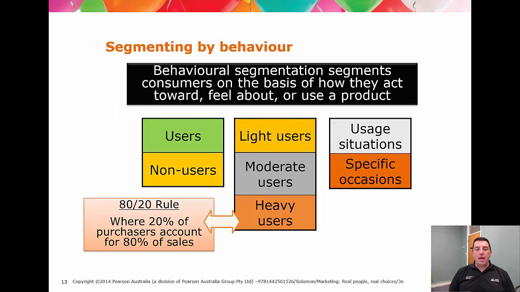Now, segmenting by behaviour is the last variable we look at for how we might segment a market. We've got here users and non-users of products, which is a very simple way of segmenting a market. So based on use, who currently uses a product, who doesn't. And even if you use the product, we need to separate you into light, medium, or heavy users of a product. And even then, it might be based on a usage situation or specific occasion.